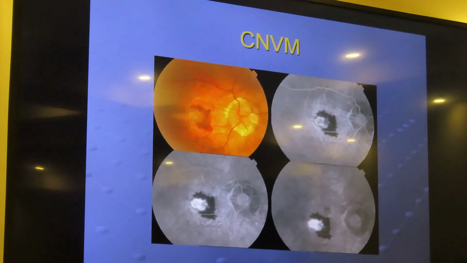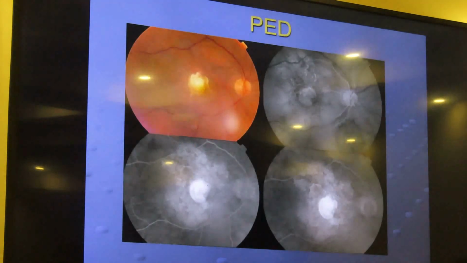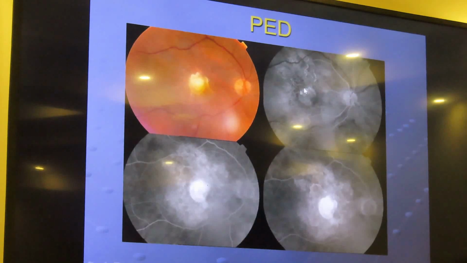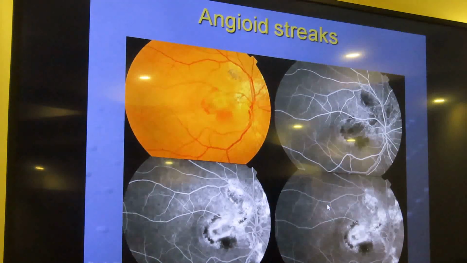This is also CNV. This is pigment epithelial detachment. This is the pooling, which was previously discussed. This is angioid streaks. You see, there are things following the vessels. And yes, it is complicated by CNV.